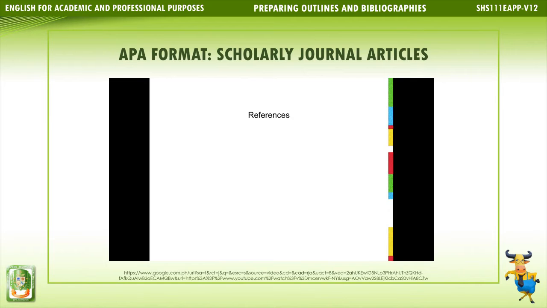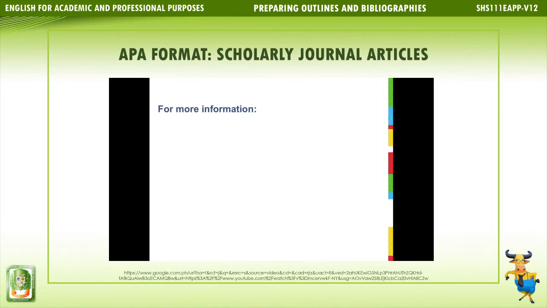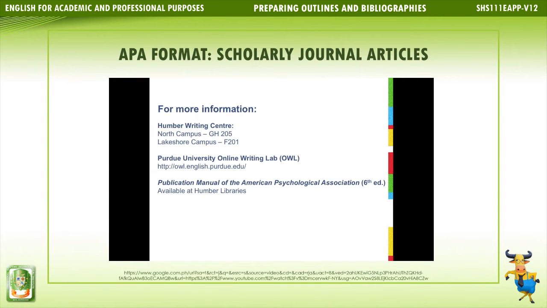Your reference list is at the end of your paper. Make sure to put your citations in alphabetical order. Don't forget to double space and indent after the first line. For more information and support with APA, book an appointment with the Writing Center, consult the OWL at Purdue, or refer to the APA manual available at Humber Libraries.